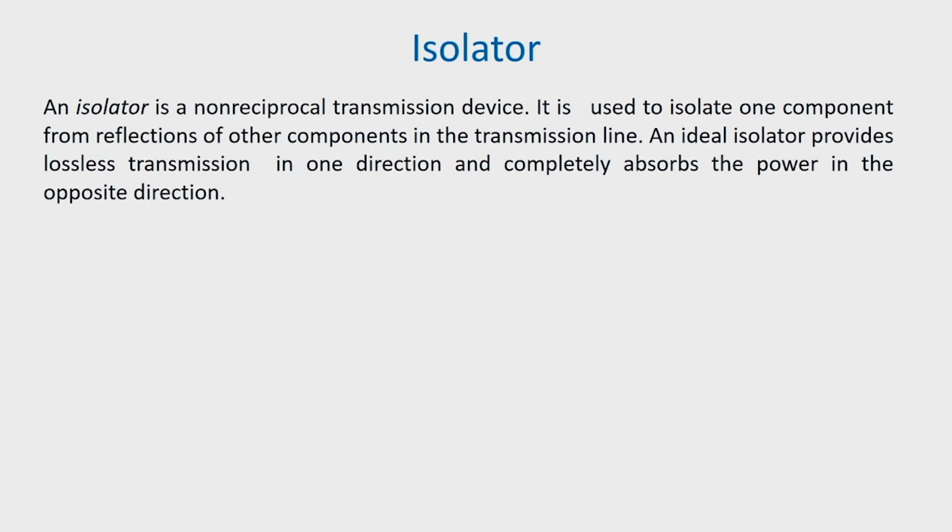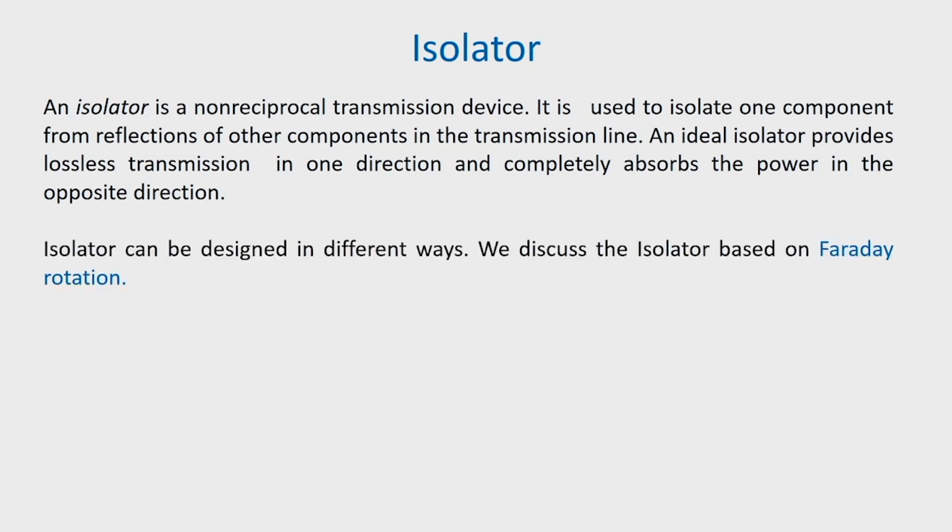An isolator is a non-reciprocal transmission device. It is used to isolate one component from reflection of other components in the transmission line. An ideal isolator provides lossless transmission in one direction and completely absorbs the power in the opposite direction. Isolators can be designed in different ways. We will discuss the isolator based on Faraday rotation.